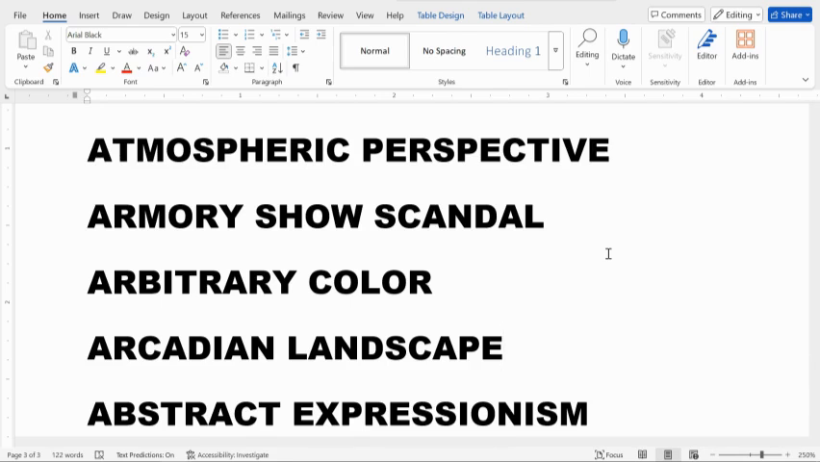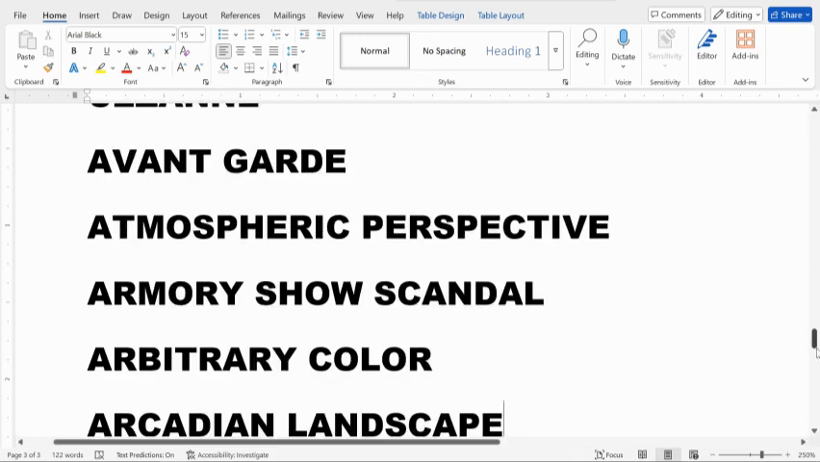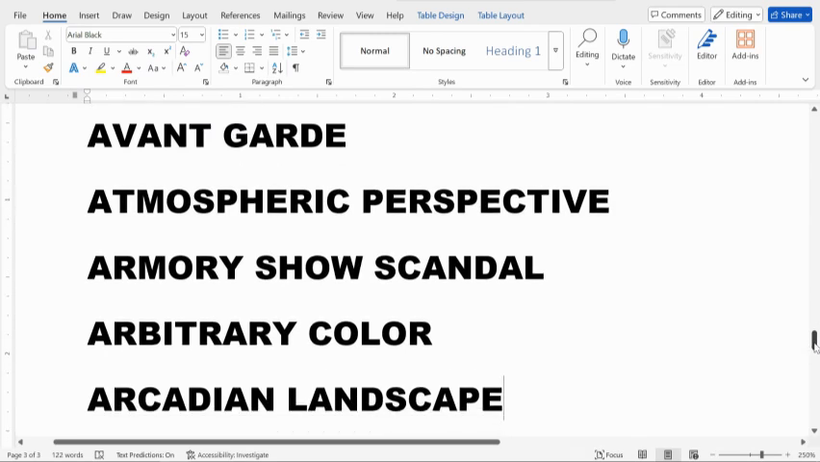Atmospheric perspective pops up on the test. We discussed that in Unit 1. Avant-garde is on the test. You should know that. What do we have to know about that? Let me look at my notes. I have nothing next to it, so I think that's the definition you need to know.